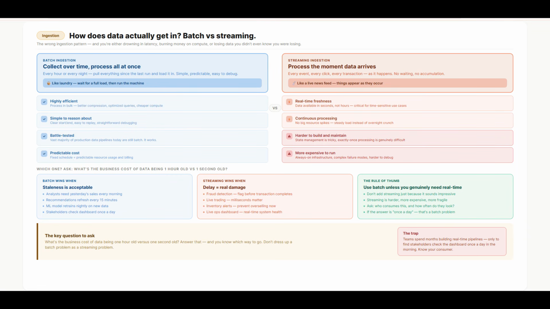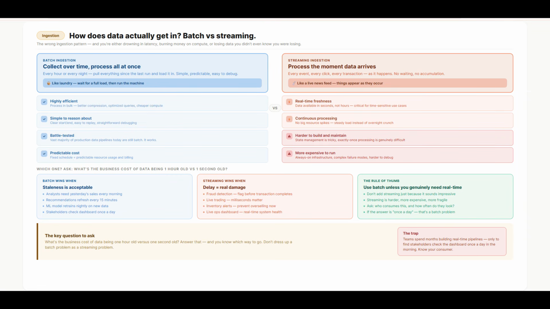The thing is, streaming is harder to build, harder to maintain, harder to debug, and more expensive to run. Failure modes are more complex. State management is tricky, exactly-once processing is genuinely difficult. So the rule of thumb is use batch unless your use case genuinely requires real time. Don't add streaming complexity just because it sounds impressive on a resume.